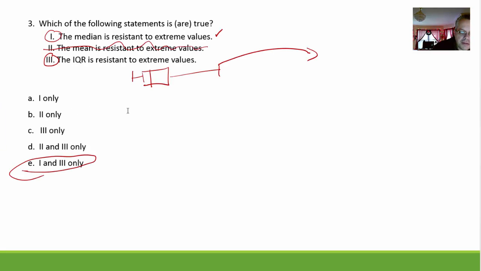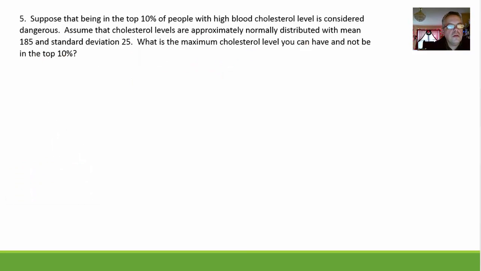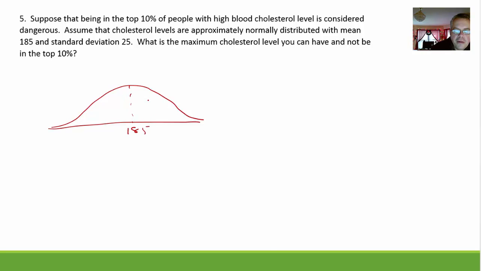Okay, so, whoops, didn't mean to do that. So let's draw this. There, that's what I meant to do. So here we go. Here's the distribution of blood cholesterol level. It's centered around 185. Standard deviation is 25. And you're in danger if you're in the top 10%. Okay, and we want to know how high could your blood pressure be without being in the top 10%. So we're asking for a cutoff value.